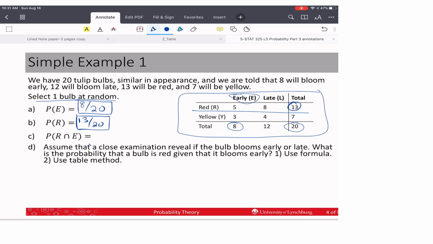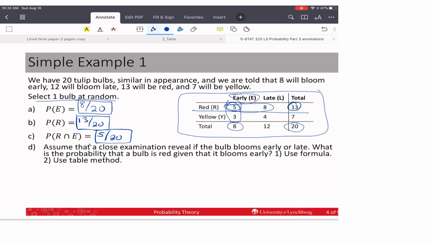And then an intersection is very easy with a table. We don't have to use the multiplication rule, which we're going to learn next. But we're looking for both red and early. Here's red, here's early, and you see where they intersect. So it's simply 5 over 20.